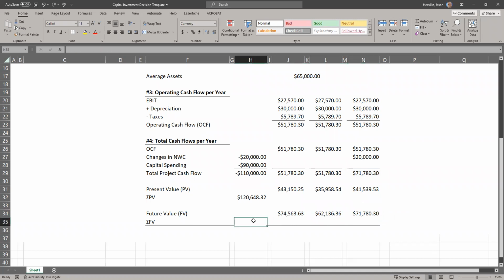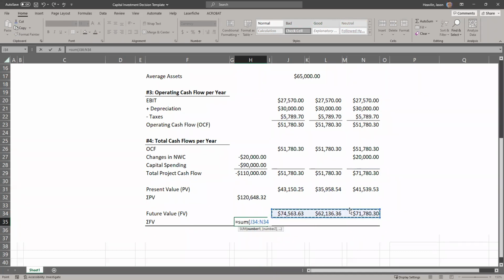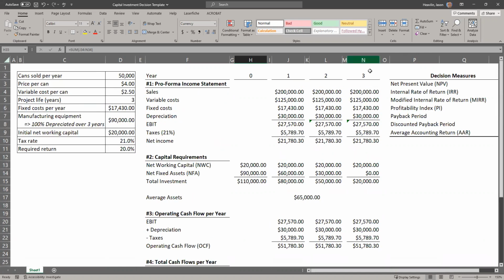Same as before, we're going to add these together to get the total future value of the project in year 3. So our sum of the future values of the cash flows given as the future value of the project in year 3, which on the next video we will use to solve some of these measures. That's it for this video. And on the next one, we'll move on to decision measures.